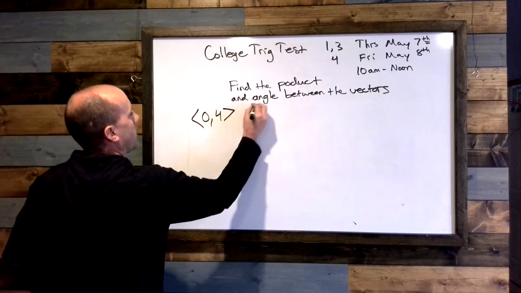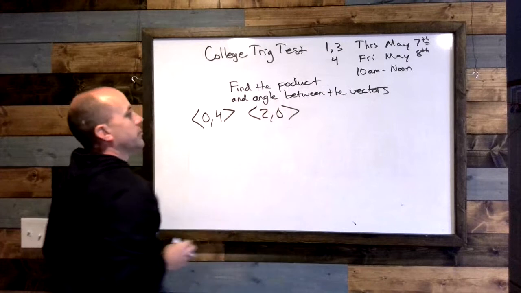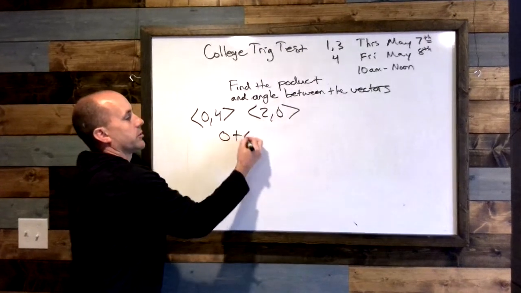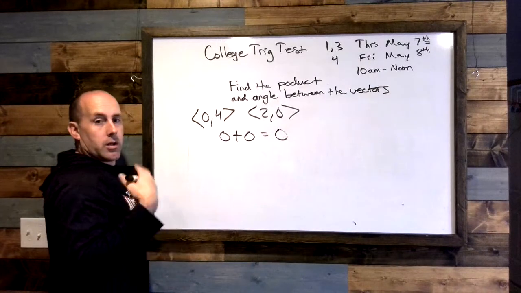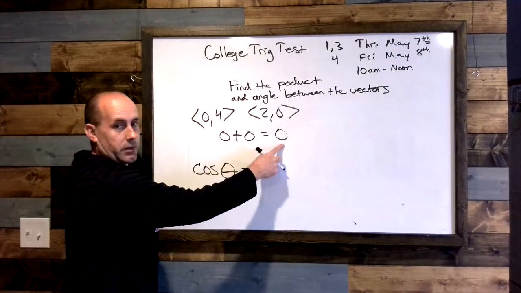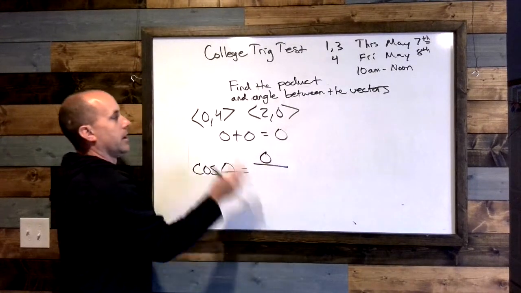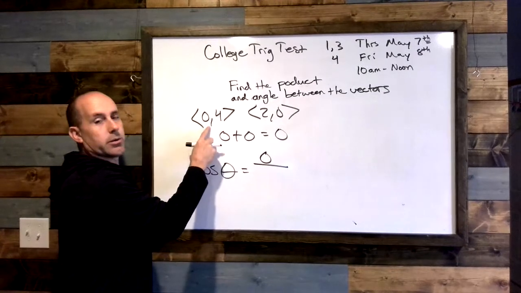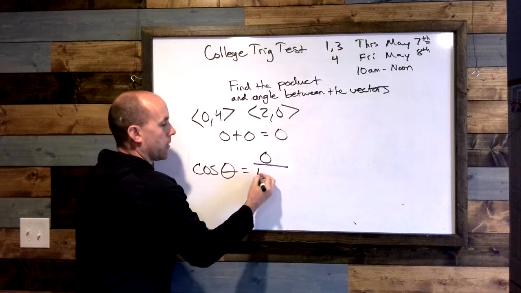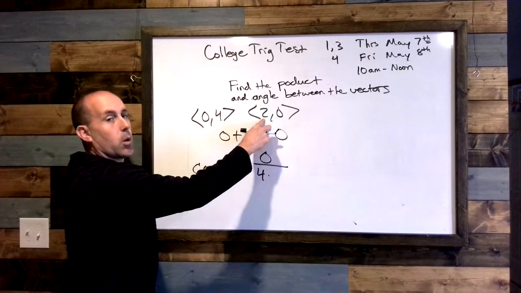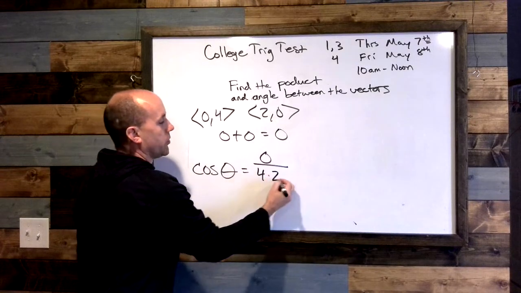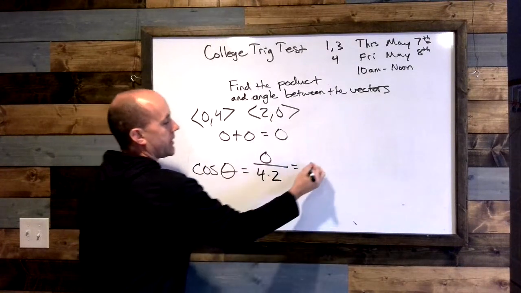0, 4, and 2, 0. So the product would be 0 times 2, which is 0, plus 4 times 0, which is 0, and I get 0. So that's the product. So we have cosine of theta is equal to 0 over the magnitude of this. 0 squared is 0, 4 squared is 16, square root is 4, times 2 squared is 4, 0 squared is 0. So I have the square root of 4, which is 2. Or 0 divided by that is 0.